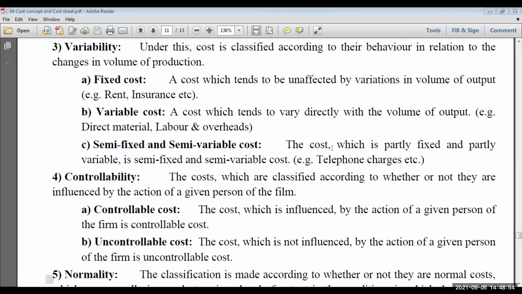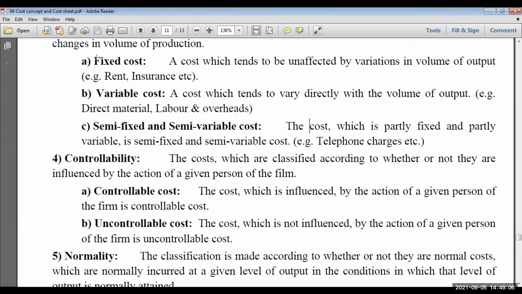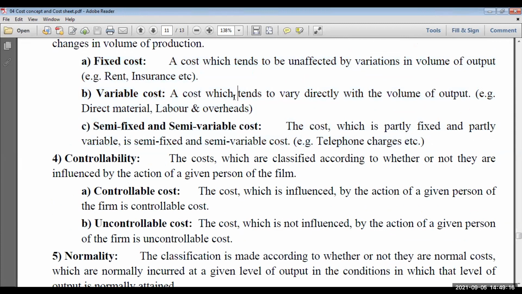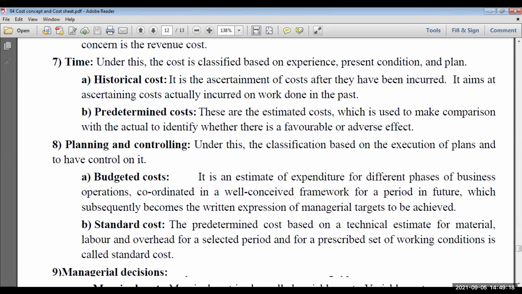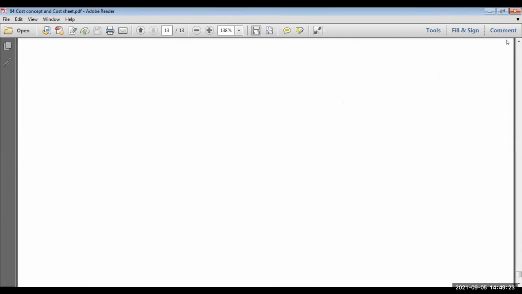Like that, you can classify the cost into various categories depending on some basis. Controllable cost, uncontrollable cost. Like that, there are so many. We don't want to go into detail about the classification of cost. This cost is very important, so I explained it in detail because we are going to use it further. Can we move on, or do you have any doubt in the fixed and variable cost?